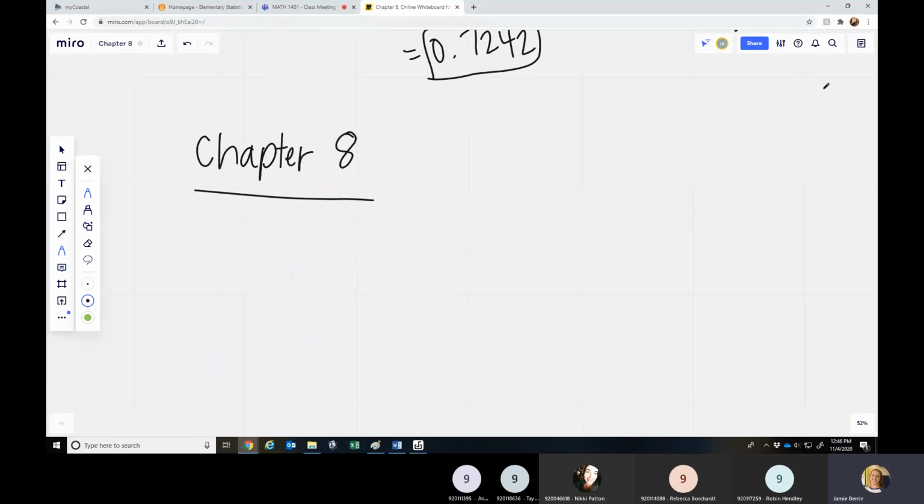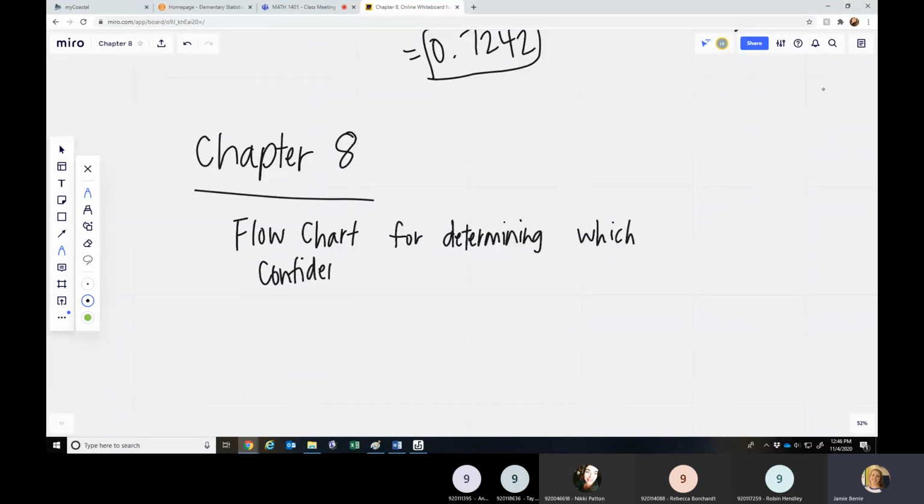And this flow chart is going to be a flow chart for determining which confidence interval to use.